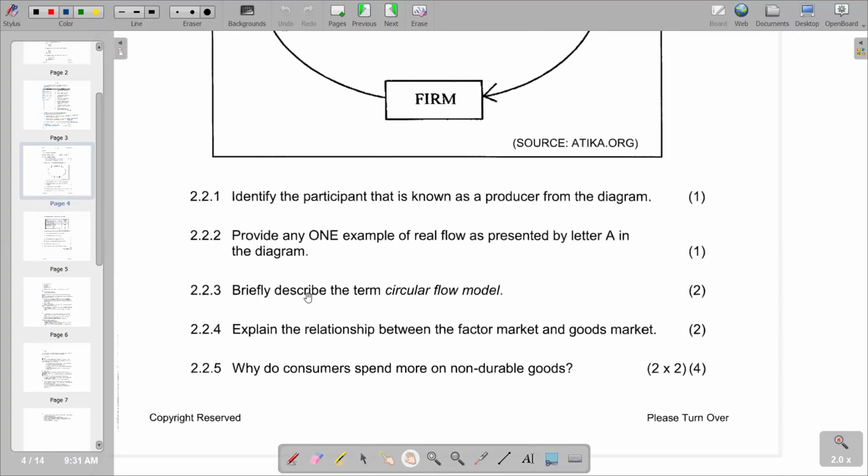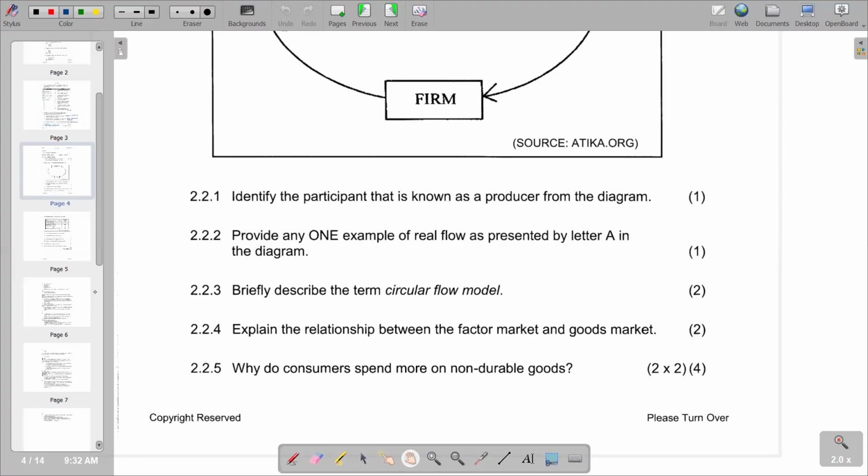The next part says briefly describe the term circular flow model. We know that the circular flow model shows how money moves through an economy in a constant loop from producers to consumers and back again. So the movement of money from producers to consumers and again in the reverse direction describes the circular flow model.